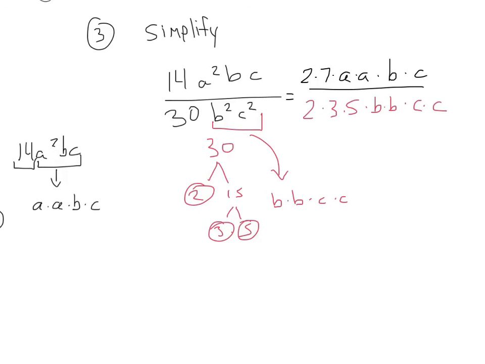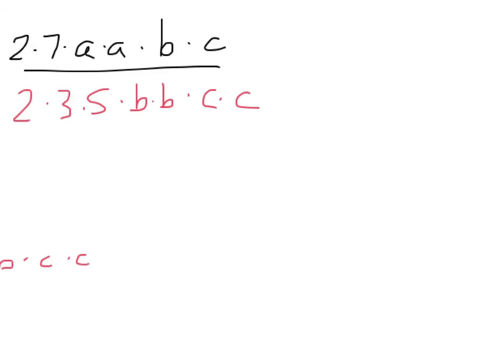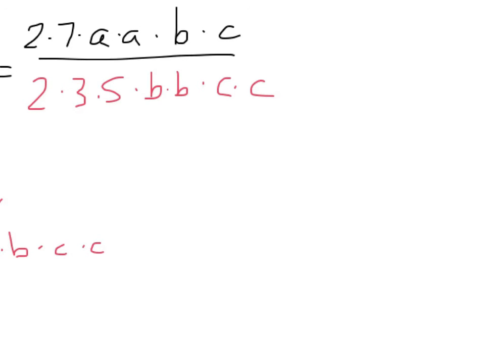And now remember, I'm simplifying. I'm making things smaller, cutting it, chopping things out. So let's simplify this by doing what? Cancel out what they have in common. Do they both have a 2? Yes, cancel those. You could say they become 1s if you want. Either way. Both have 7s? No. Both have 3s? No. Both have 5s? No. How about a's? Well, the top has 2, but the bottom has none.